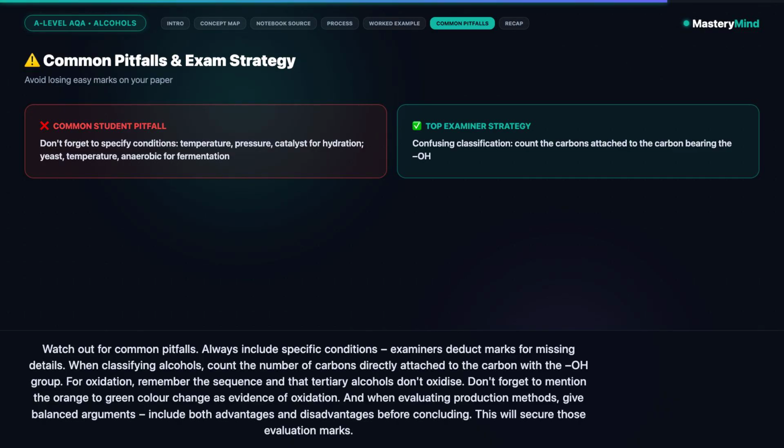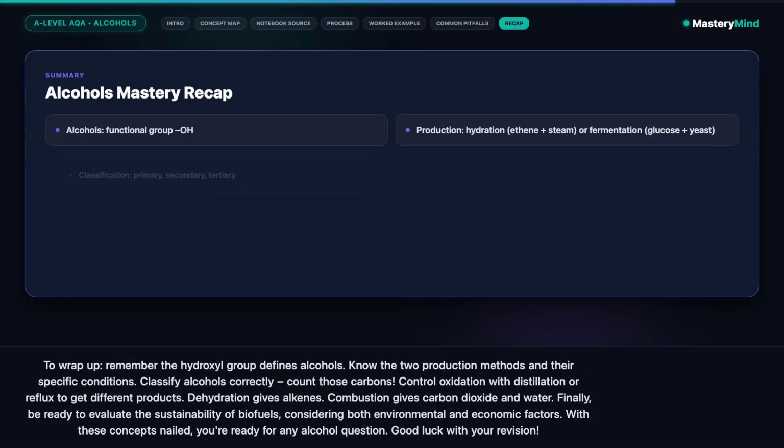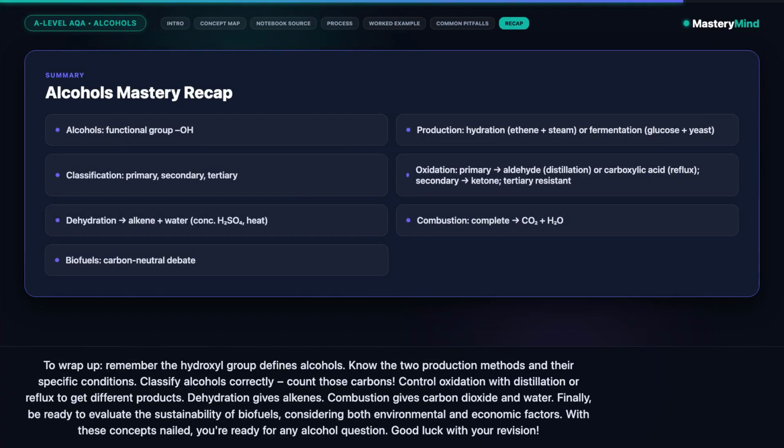To wrap up, remember the hydroxyl group defines alcohols. Know the two production methods and their specific conditions. Classify alcohols correctly, count those carbons. Control oxidation with distillation or reflux to get different products. Dehydration gives alkenes. Combustion gives carbon dioxide and water. Finally, be ready to evaluate the sustainability of biofuels, considering both environmental and economic factors. With these concepts nailed, you're ready for any alcohol question. Good luck with your revision.